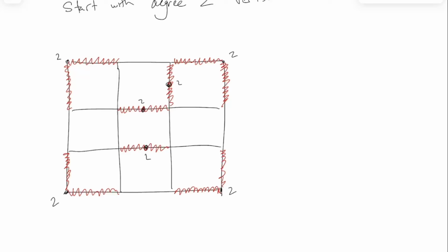Now, at this point, what can we do? I have already included all the ones that I could based on the information from those degree 2s. Does anybody see ones that I can now exclude? I want to go through here and try to maybe X out some of these edges which are no longer allowable based on what I've done so far. And I can see a few.